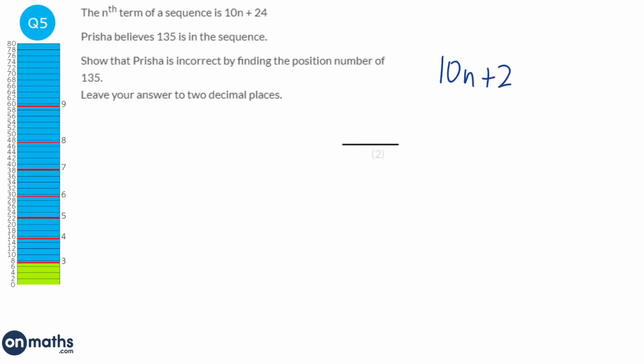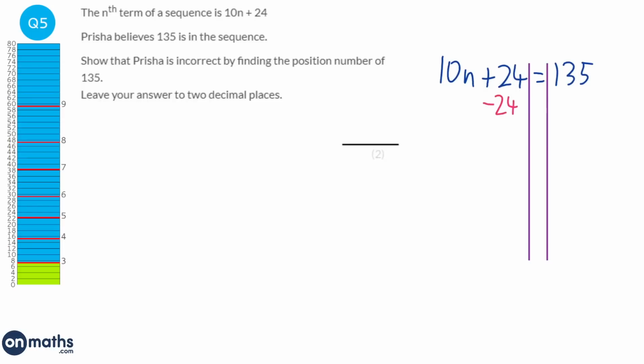To see if a number's in a sequence, we get the nth term and we set it equal to the number we think is in the sequence. If the number is in the sequence, then we'll get an integer for n. If the number's not in the sequence, then we'll get a decimal.